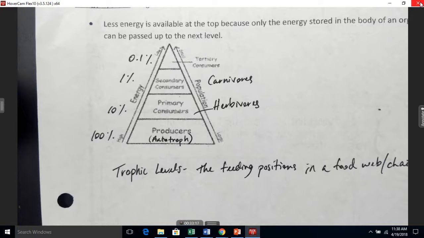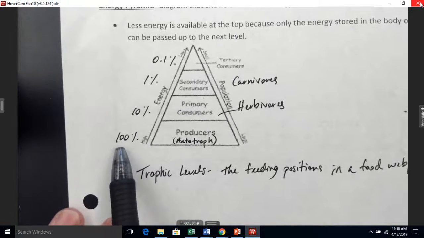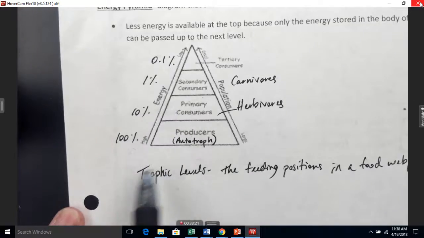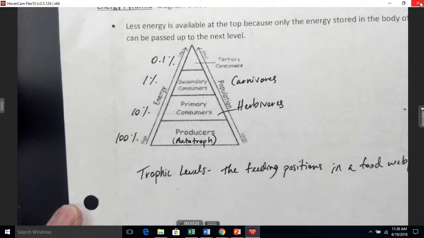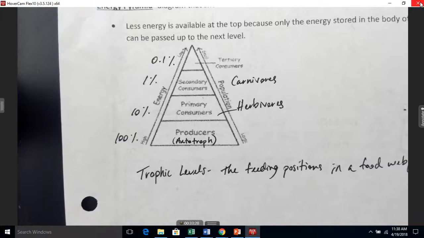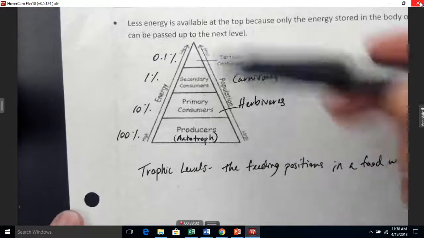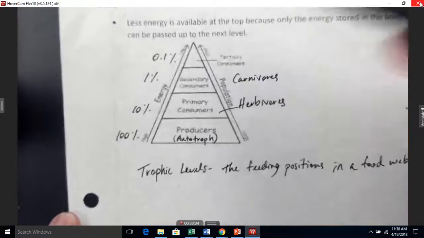Okay, so, did y'all write this down, 10 to 1? As you move up, the energy goes down. And then also the population. At the top, the population is really small.